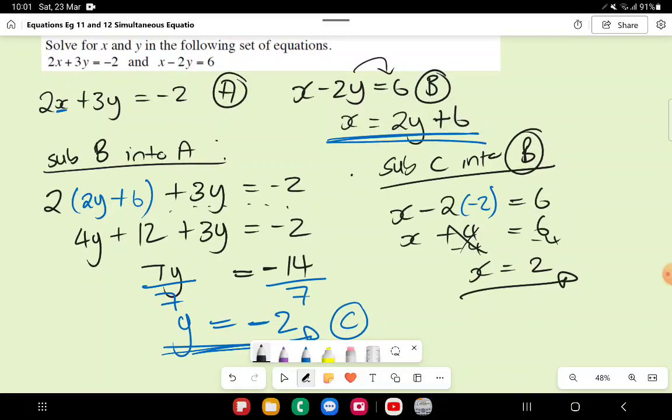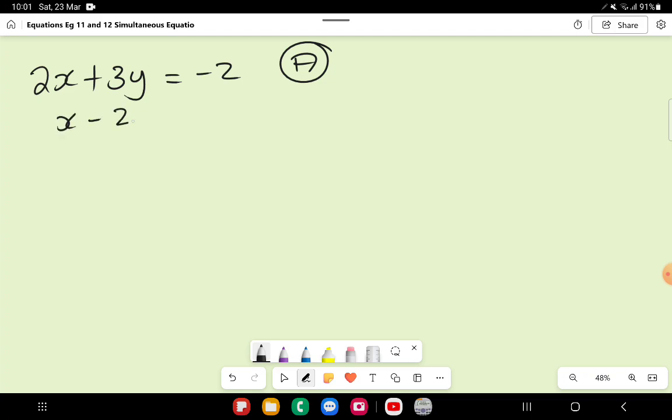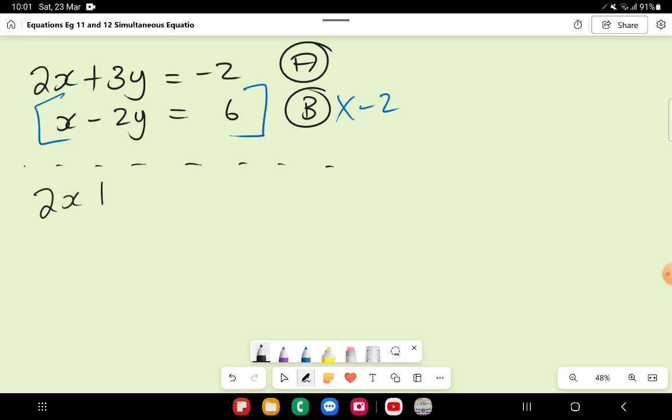So let's use the exact same ones. Okay, so we're going to say 2x plus 3y is equal to negative 2, and we name that one A. And we say x minus 2y is equal to 6, and we name that one B. So what are we going to do? We are going to multiply B times negative 2. Okay, I'm going to rewrite everything: 2x plus 3y equals negative 2. That's A, if you remember. Now I'm multiplying everything times negative 2.